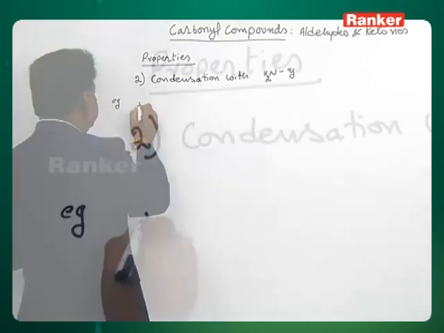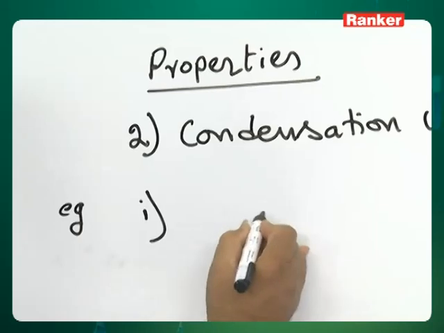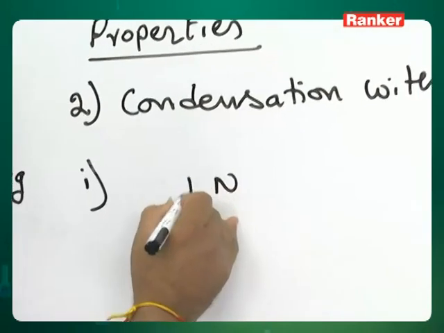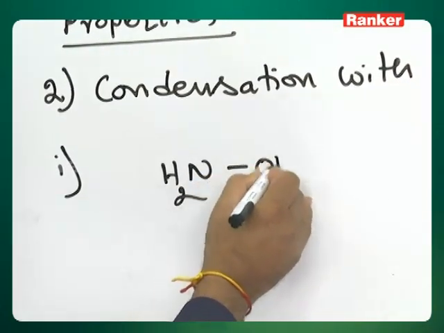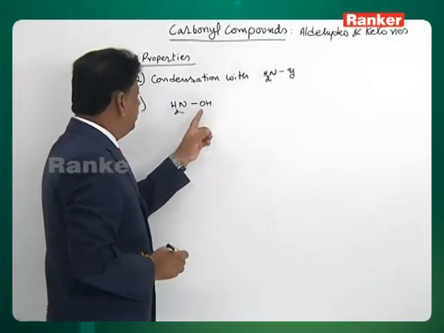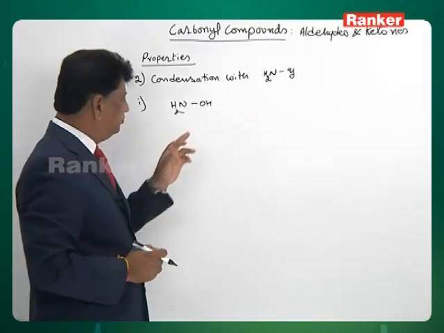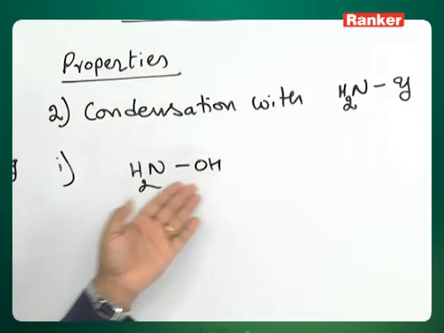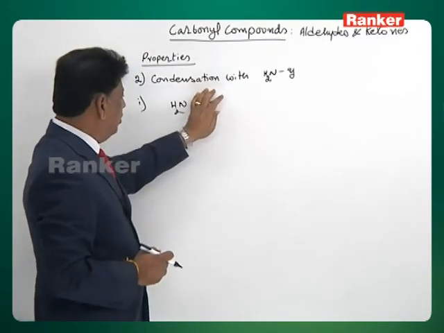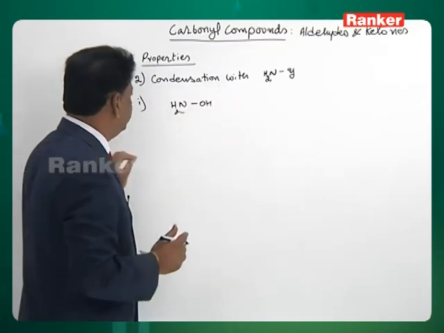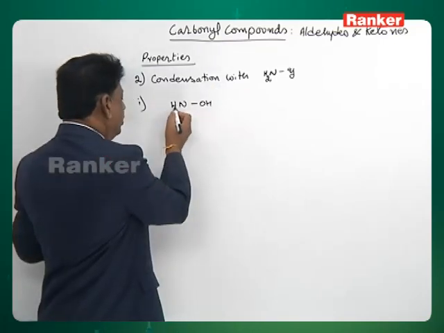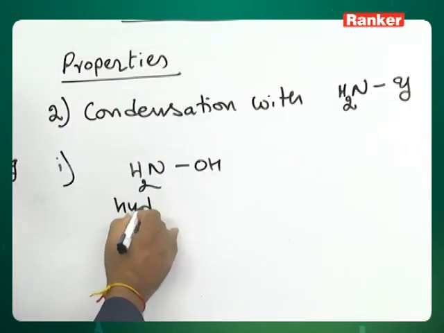Let us take the first example of this category. If NH2Y is NH2OH, that means the Y group is OH. You can say it is water-containing ammonia. You can also say hydroxy group containing, but water-containing ammonia. This is called hydroxy ammonia, commonly known as hydroxylamine.